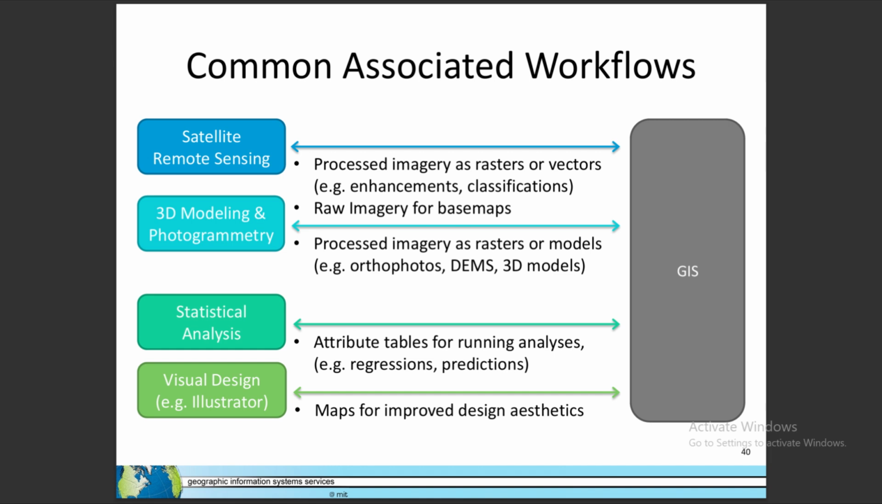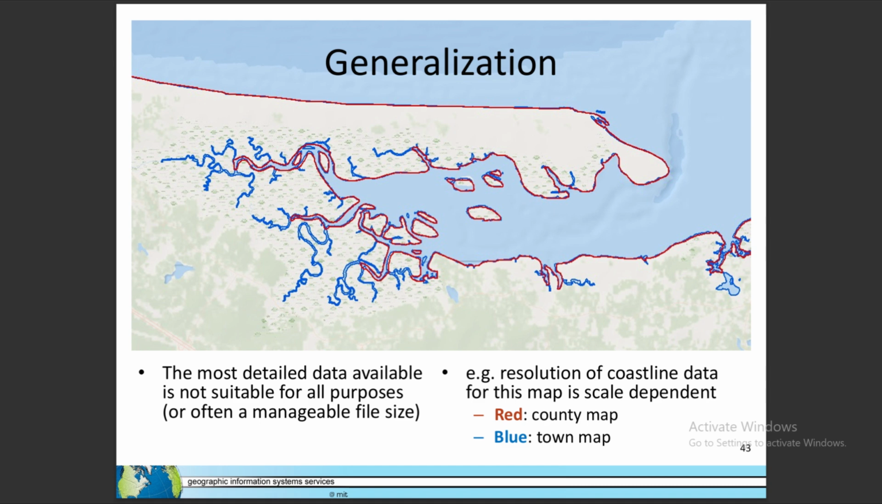For your own work, whether it's hydrological modeling, hazard susceptibility mapping, land cover change, or climate analysis, GIS is almost certainly one node in a larger workflow. Understanding how it connects to your other tools is essential. The first characteristic is generalization. Generalization refers to the level of detail in a dataset. The most detailed data available is not always the most appropriate for every purpose.